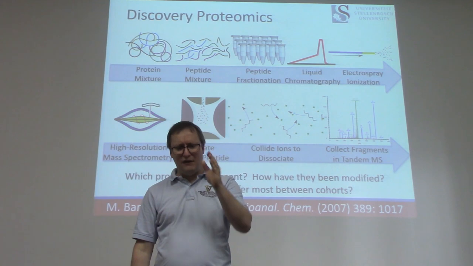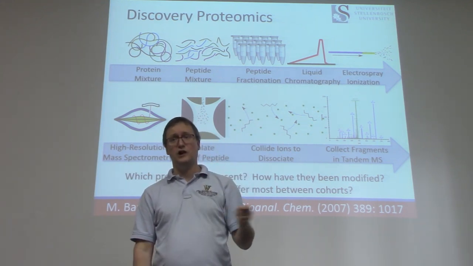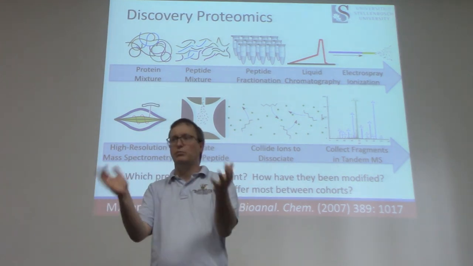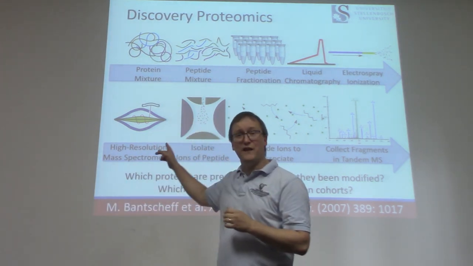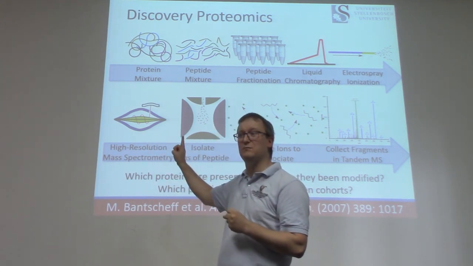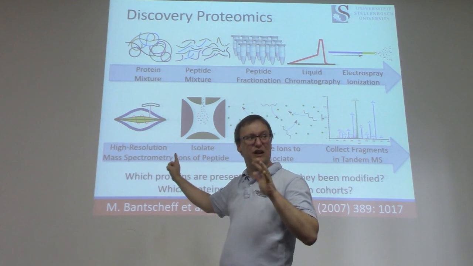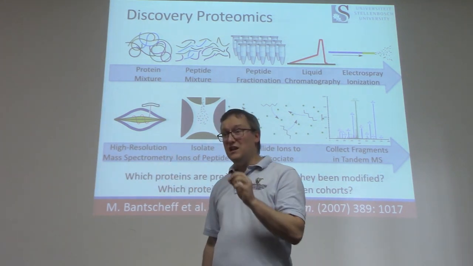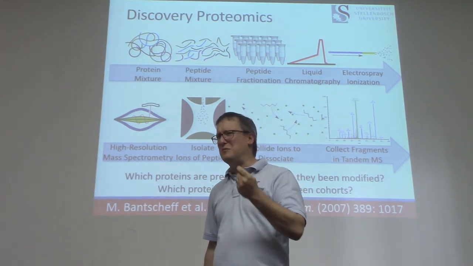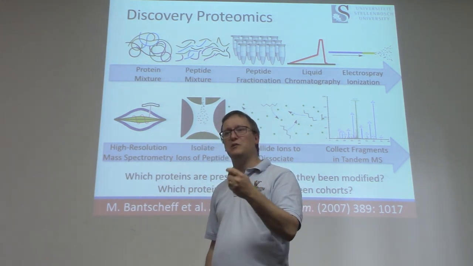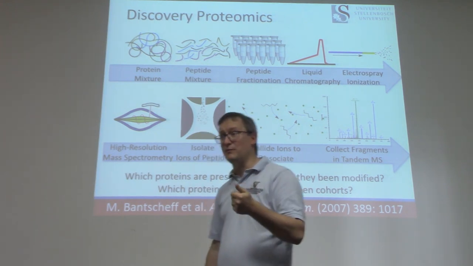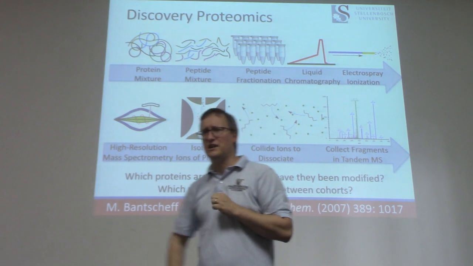So trypsin chops after basic residues, lysine and arginine, and that produces a collection of peptides, maybe 10 peptides per protein. So in effect, we have made a complex mixture of proteins into an even more complex mixture of peptides. It's a little counterintuitive. So this means that from this stage forward, our conclusions are going to be built around peptides, and any information about what proteins were there will be inferred from what peptides we've observed. So we have a mixture of peptides.